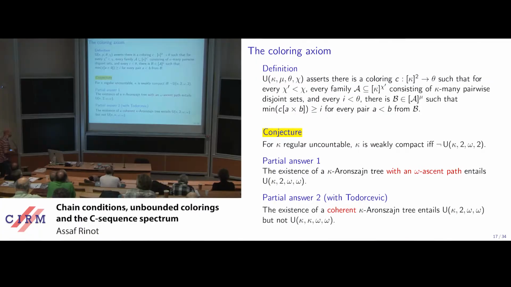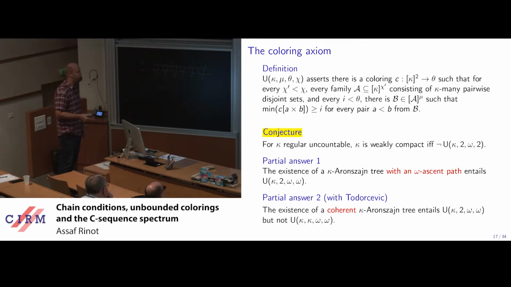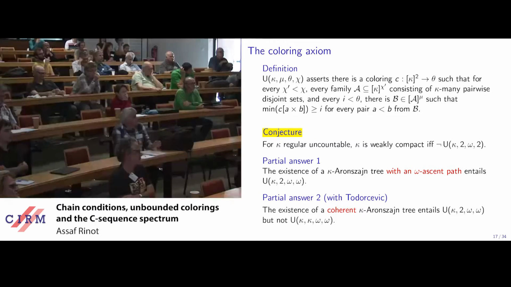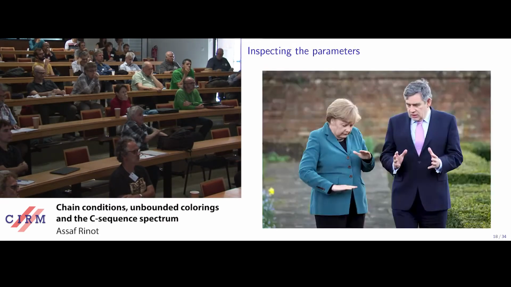Another partial answer we observed with Todorcevich when I visited him just 2 months ago. If there is a coherent kappa Aronszajn tree, then again we get this nice coloring, but you can also show that this doesn't give you the stronger one. So again, 2 has to do with kappa CC, and kappa has to do with kappa cluster. So there is an indication maybe our conjecture is correct. Maybe this is another way to characterize weak compactness.